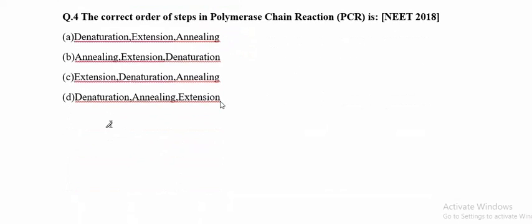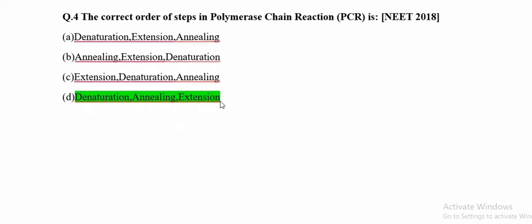Then going to question number 4. The correct order of the steps in polymerase chain reaction is: option A, denaturation, extension, annealing. No. Option B, annealing, extension, denaturation. That is also not right. Option C, extension, denaturation, annealing. No. Then option D, denaturation, annealing, and extension. Yes, this is the correct order of steps in polymerase chain reaction. So I will show you how these steps take place during the polymerase chain reaction.